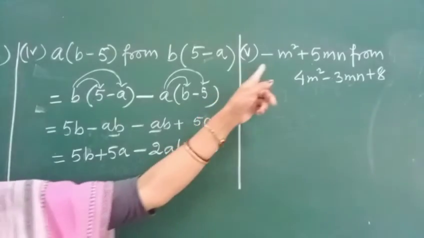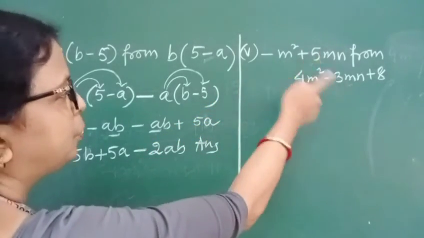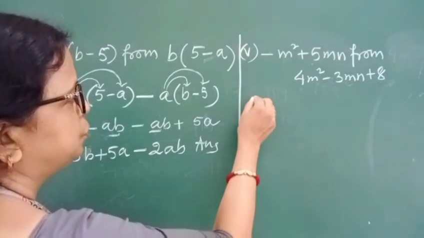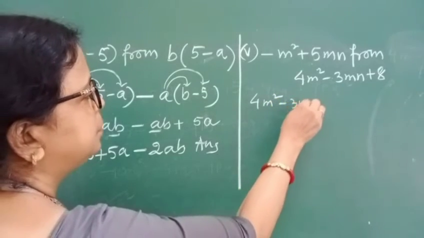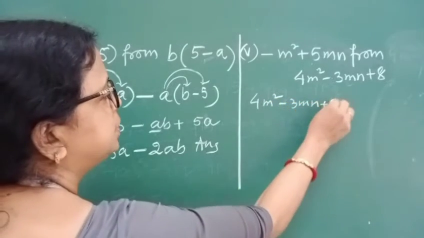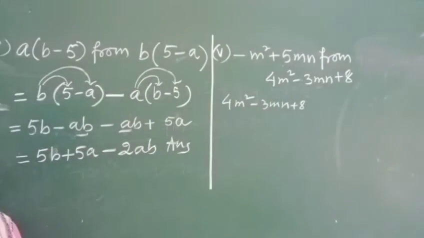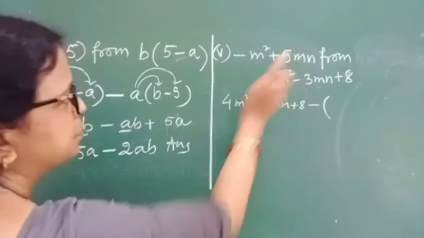Now question number 5. Subtract minus m square plus 5mn from 4m square minus 3mn plus 8. So from 4m square minus 3mn plus 8, you need to subtract. So what is the sign of subtraction? Minus. Keep it inside the bracket because it is a binomial.